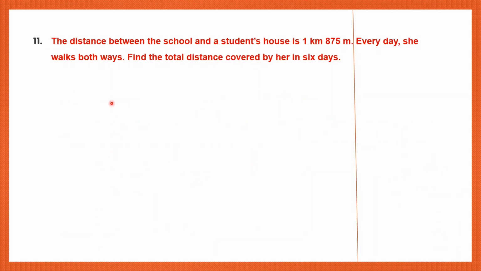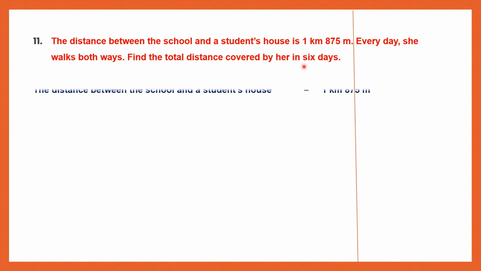Question 11. The distance between the school and the student's house is 1 kilometer 875 meters. Every day she walks both ways. Find the total distance covered by her in 6 days. So here we are talking about the distance between the school and the student's house. So this is the distance. Now every day she walks both ways. So when she goes to school, this is the distance she covers. When she comes back home, this is the distance she covers. Now we have to find the total distance covered by her in 6 days. First we need to find for 1 day and then we have to find for 6 days.